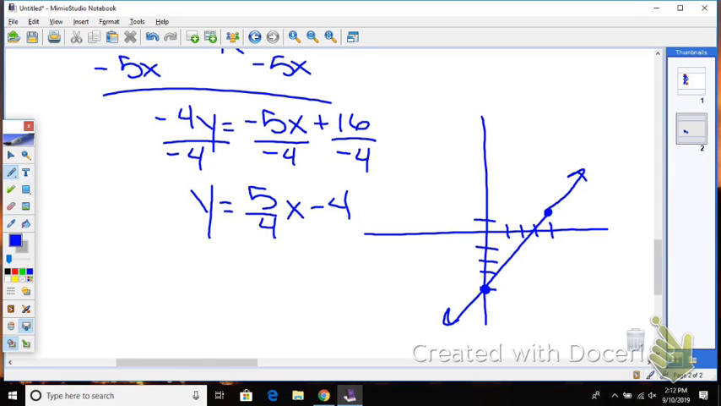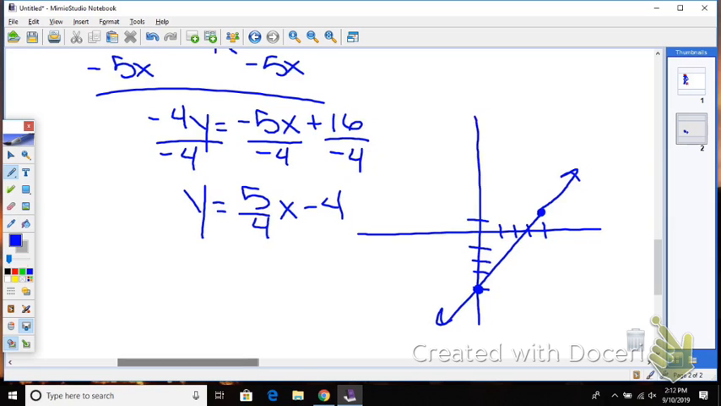Okay, does yours look like mine? Start at -4, go up 5, to the right 4. Yours probably looks better than mine because I didn't draw that real straight. That's all right. Wait, you go up. Just go up 5, over 4. Okay, yeah.